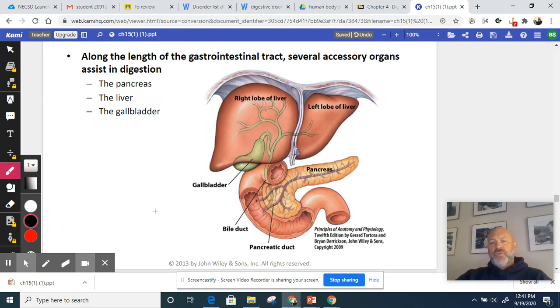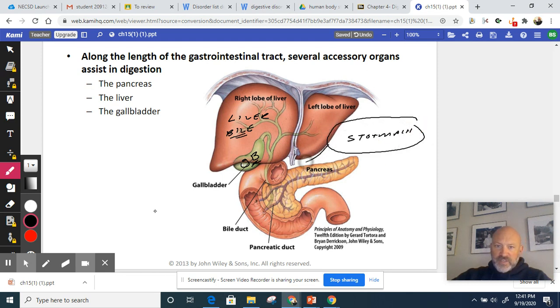Remember what I told you, we do have organs that play a part in digestion, even though food doesn't enter into them. That includes the liver, which is producing bile. The gallbladder stores the excess bile, and the pancreas. So if the stomach was over here, and the food was in the stomach, the food would leave the stomach and enter into the beginning of the small intestine. Remember, this beginning piece is called the duodenum, right?